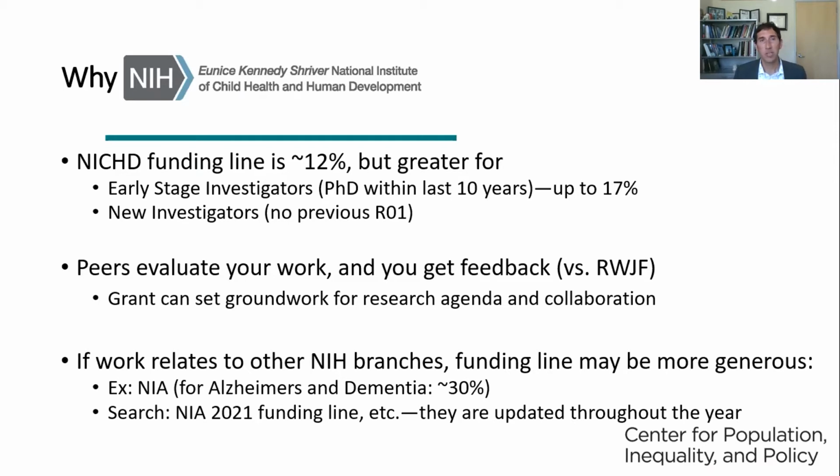Also, if your work doesn't relate specifically to child health and human development, you could also look at other NIH branches, such as the National Institute on Aging, NIA, and especially for Alzheimer's and dementia research, their funding line is almost around 30%. That's almost 1 in 3 grants submitted to NIA to study Alzheimer's and dementia that are funded. So there's real variation across branches and priorities in NIH that leads to different funding lines. It's worth keeping that in mind as you are considering which branch of NIH your grant fits into.